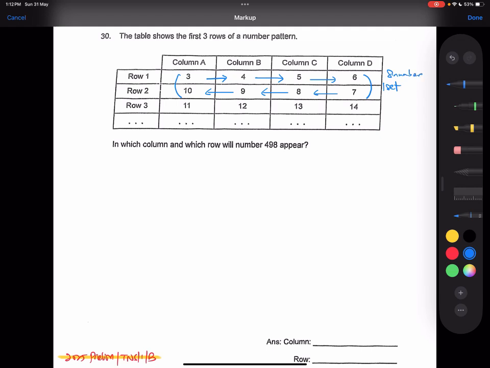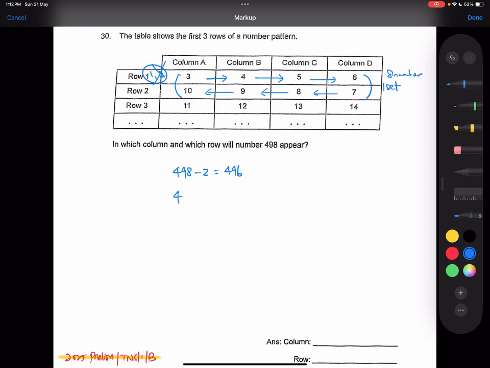The first step that I'm going to do is to take 498 minus 2. Why? Because the numbers 1 and 2 are missing from the front. So let's take out the first 2 numbers. This will give us 496. Now, this 496 needs to be split into sets of 8 numbers each.